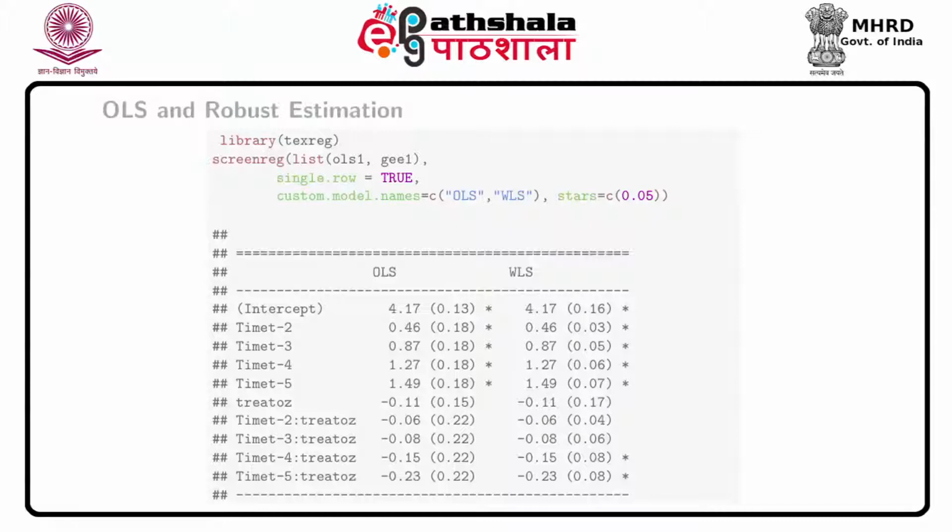So what are we seeing? To do that, we need the library texreg. Again, it's a very useful function to print different types of models with the same response. We are using the screenreg command, list OLS1 or GEE1, with single.row equal to TRUE, which means it prints the parameter estimates and the standard errors in the same cell. We are talking about OLS and WLS for the lm and the GEE models, and we are giving stars for estimates which are significant. The significance is assumed at p less than 0.05.